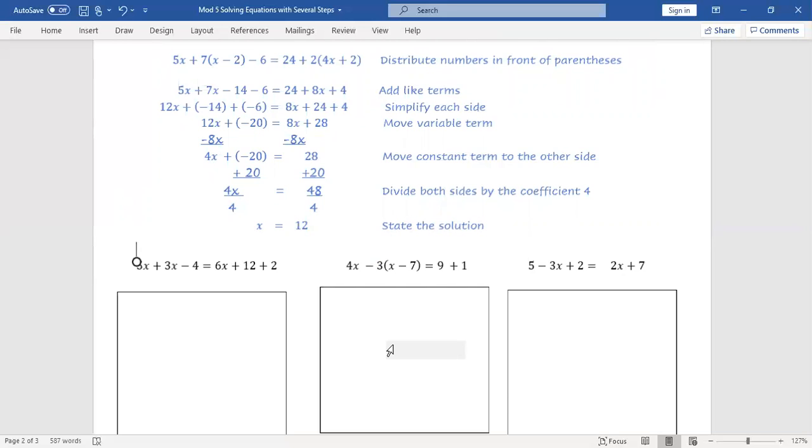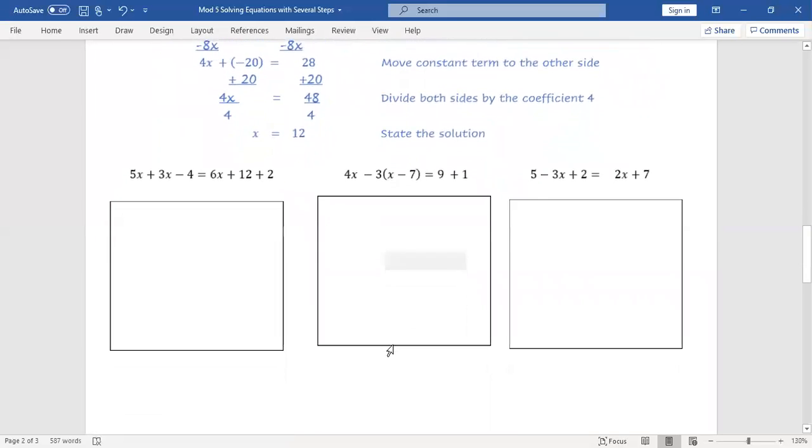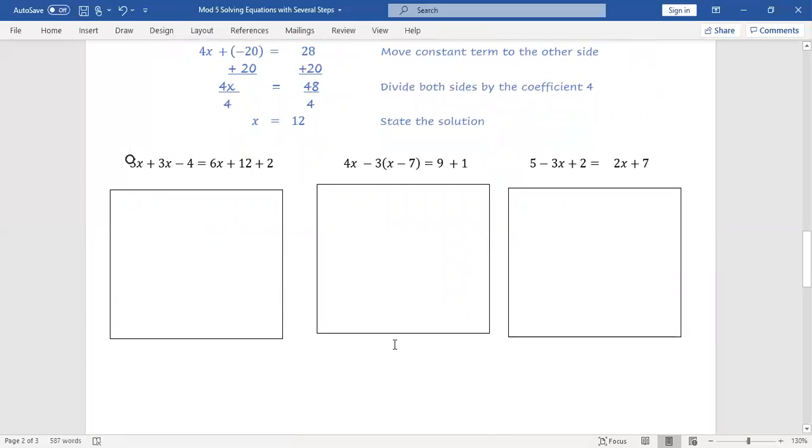With mathematics, it's all about practice. The more exposure that you have with the different types of equations, the more comfortable you are with completing them and solving them. So here's an example of another equation. 5x plus 3x minus 4 equals 6x plus 12 plus 2.